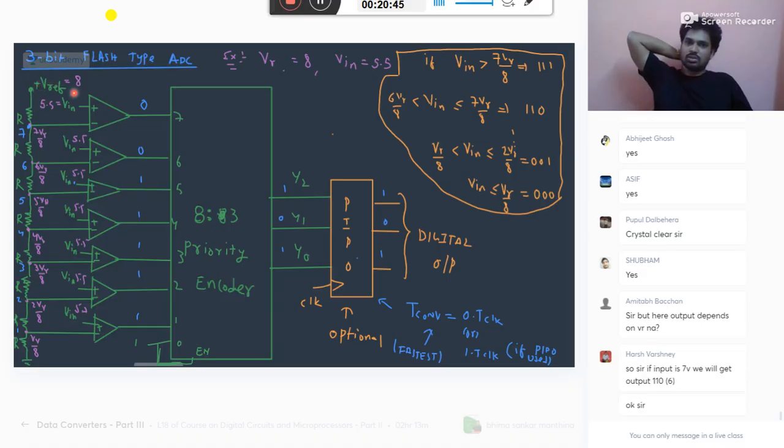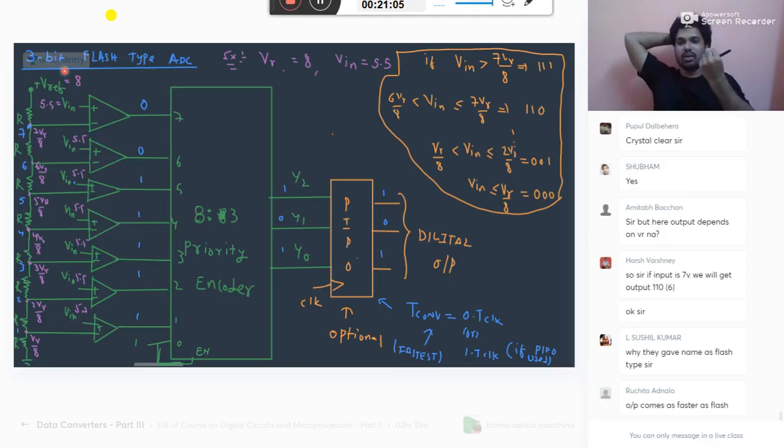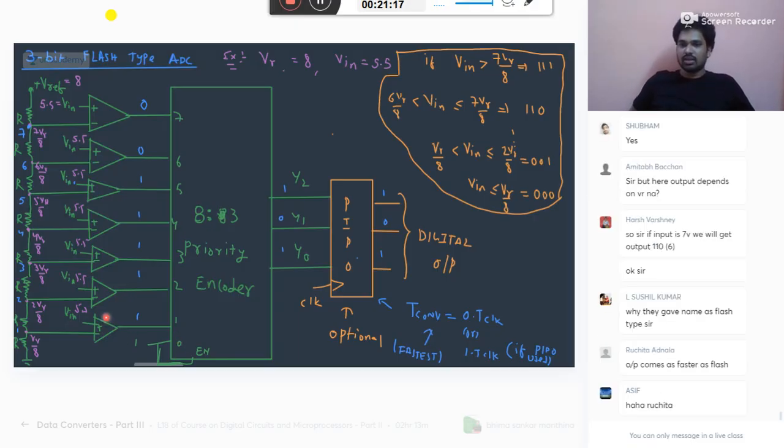This VR will decide the scale. Whatever you give here is divided into 8 parts. When the input fits into a particular part, that part will come at the output. Flash means sudden, spot. You will get the output here. No clock is required, no counting, no comparison, nothing is there. It is like a flash, right, Ruchita? Correct.